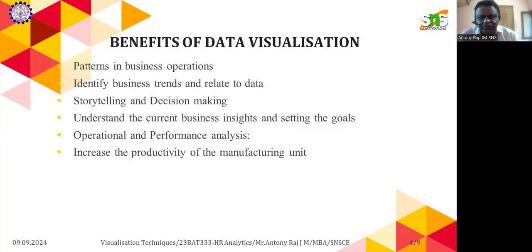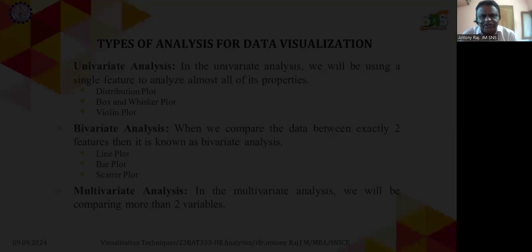And the benefits of data visualization are that you can identify the patterns in business operations, identify business trends and relate them to data. It helps with storytelling and decision making, understanding current business insights and setting goals, operational performance analysis, and increasing the productivity of the manufacturing unit. These are some of the benefits of data visualization.